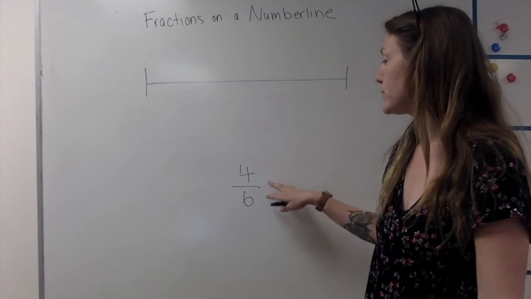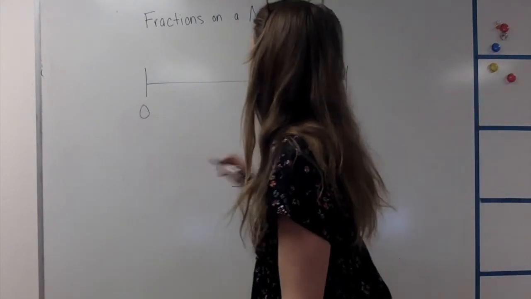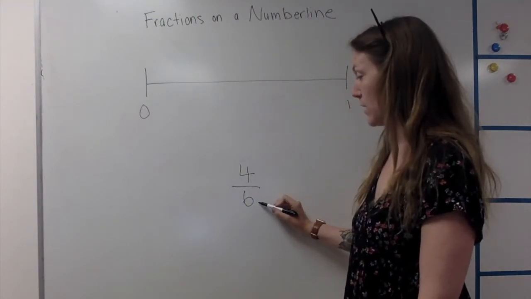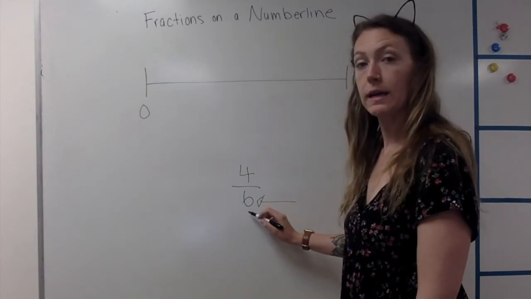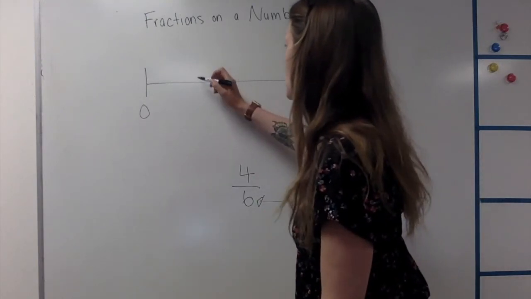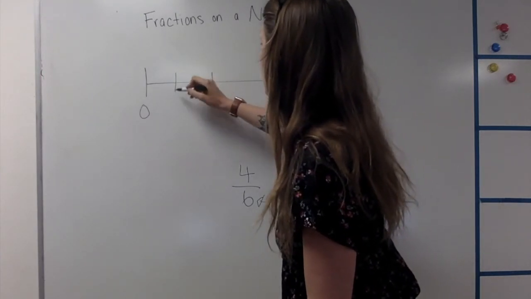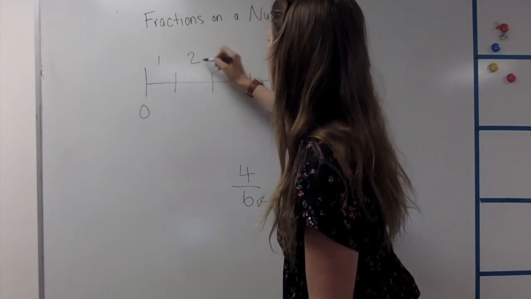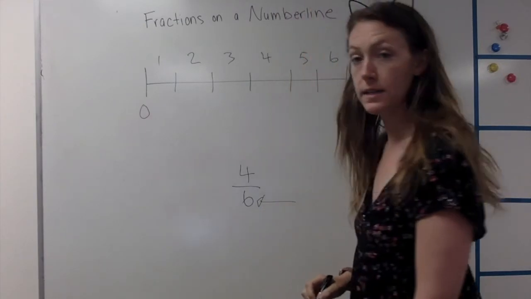Where would we put 4/6 on a number line from 0 to 1? Well, first we need to look at our denominator, which is the number on the bottom. And we know that our number line needs to be split into 6 equal parts. So I will first start with 3 parts, and then I'm going to split my 3's in half to make 6. We have 1, 2, 3, 4, 5, 6 equal parts.